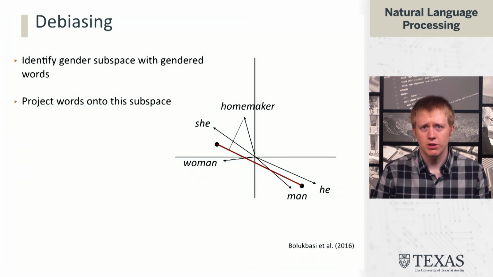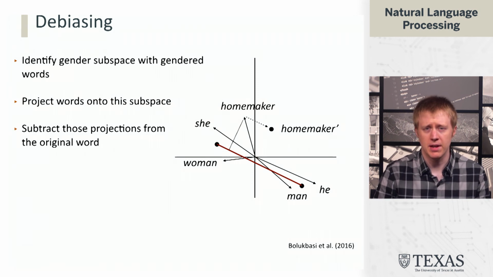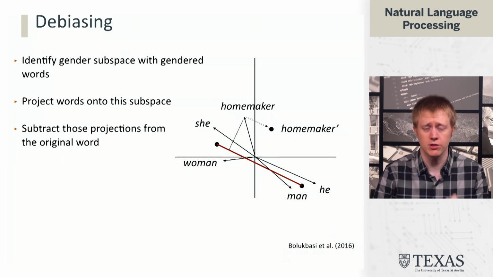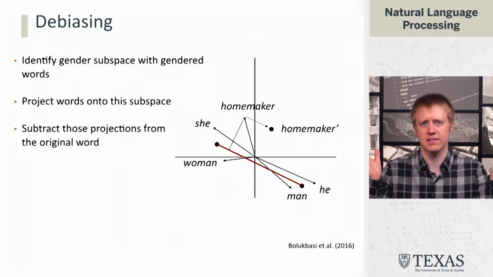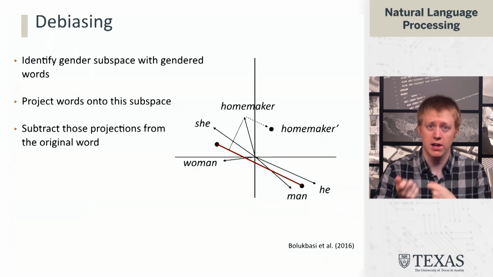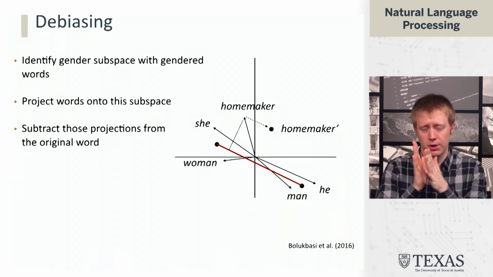Then what they did is they took words like homemaker, they projected them onto this subspace, and then they subtracted off that projection from the original word embedding. So find this new embedding, homemaker prime. And you notice that this has centered homemaker now along this axis. Of course, this is a much higher dimensional space than 2 dimensions, so the picture looks a little bit different. But the idea is to take all these words that we don't want our model to associate with a particular gender and bring them back to the middle here.